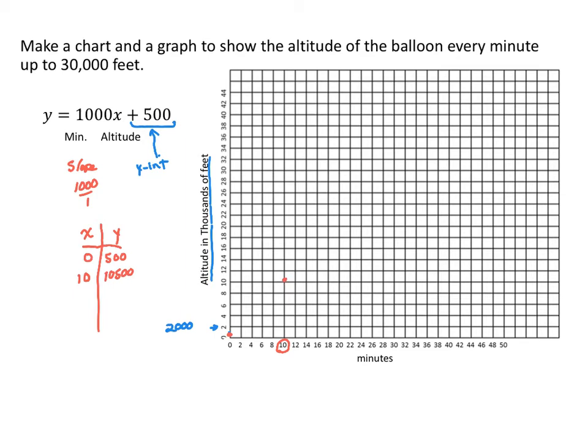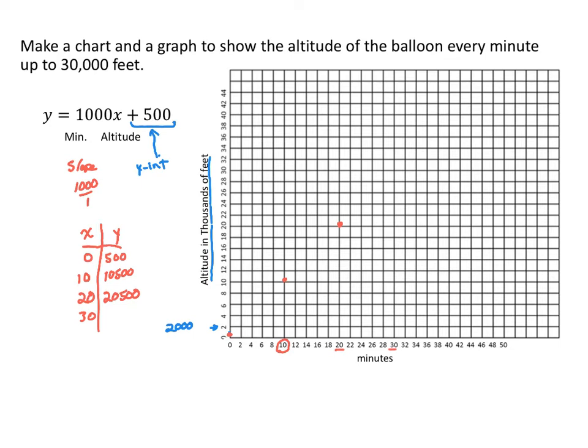All right, so let's pick another point, like 20. So 20 times 1,000 would be 20,000 plus 500 would be 20,500. 20,500 would be just above 20,000 on our graph here, 1/4 of the way between 20,000 and 22,000. Hey, remember we were supposed to go up to 30,000 feet? What if x is 30?